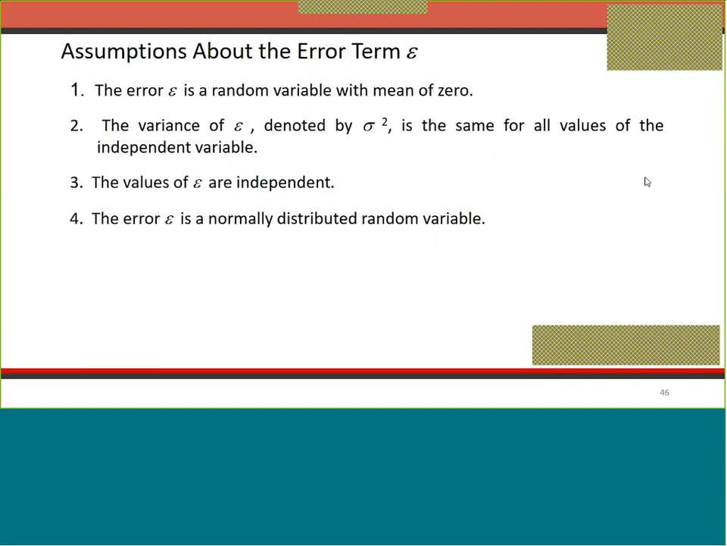Now we are going to assume a few things about the error term in the population model. The first assumption, I have told you, is that the expectation of the error is 0. The second is that the variance of the error is the same for all values of the independent variable. The values of the error are independent, and the error is a normally distributed random variable. These are the assumptions we are going to make for the term epsilon in the population model of simple linear regression.